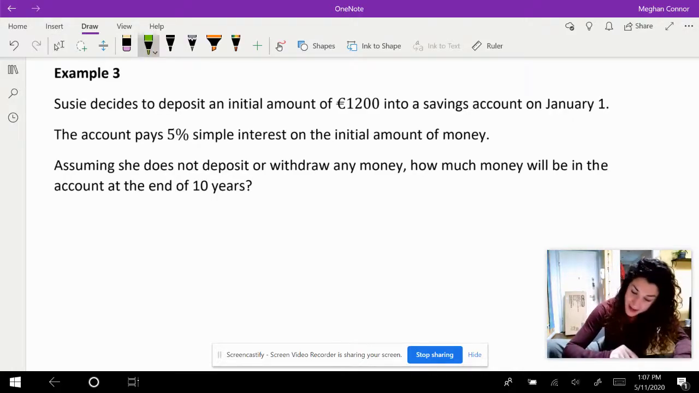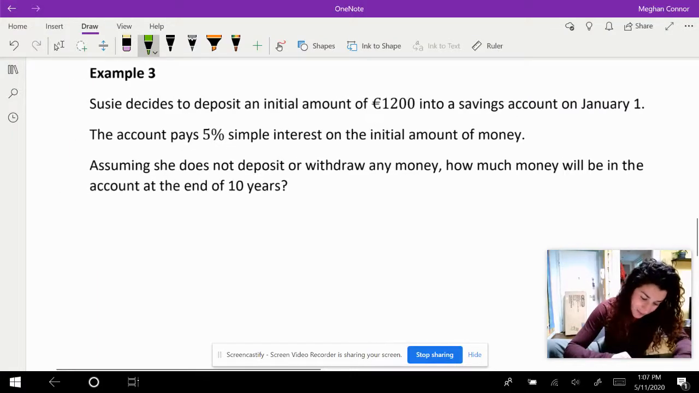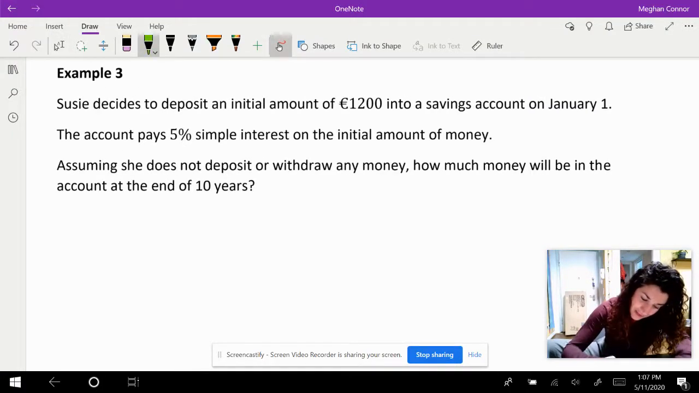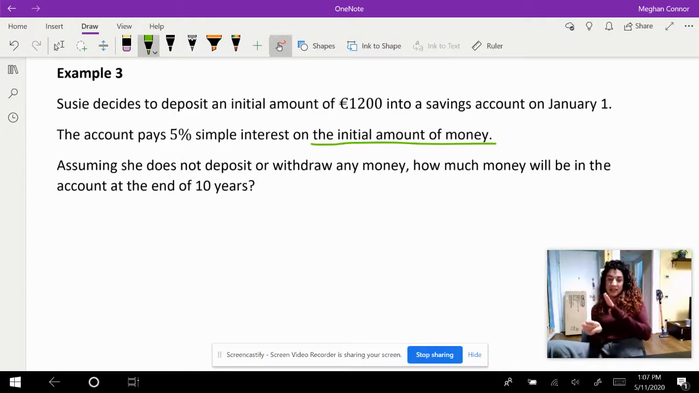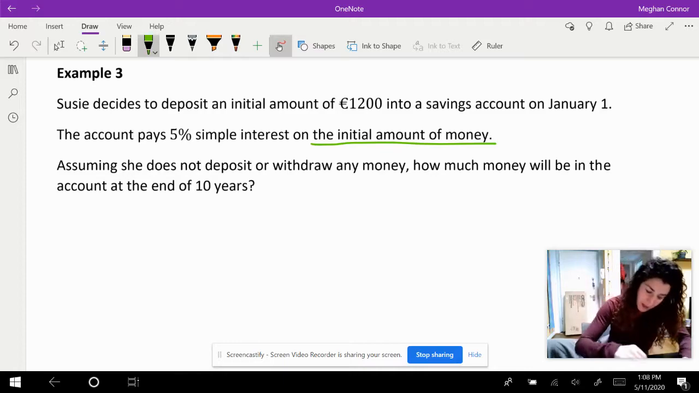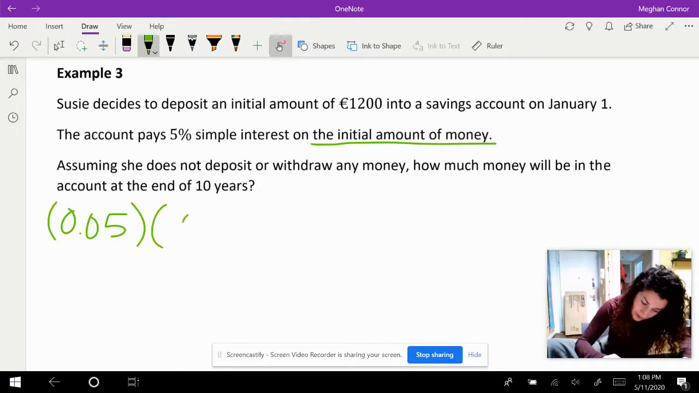So this is IB kind of in a nutshell. On the initial amount of money. That means that they take 5% on the initial amount, your 1,200, and that's it. They only take that 5% of the 1,200 and add it in every single time. So if we find out what 5% of 1,200, so 0.05 times 1200.